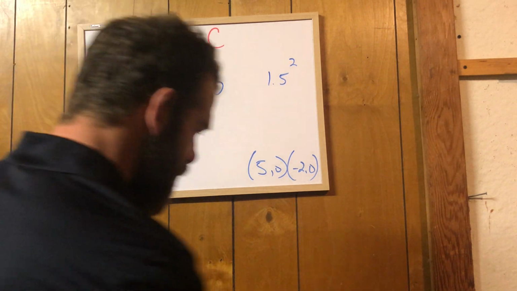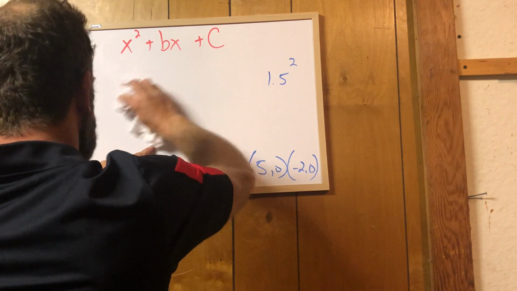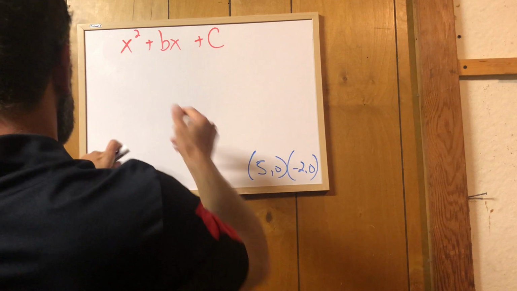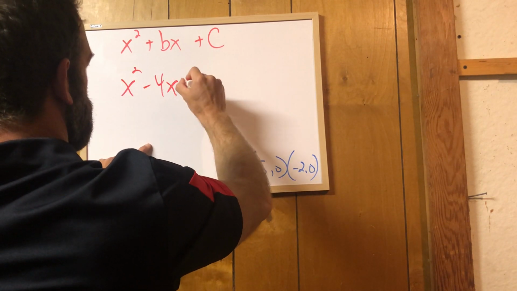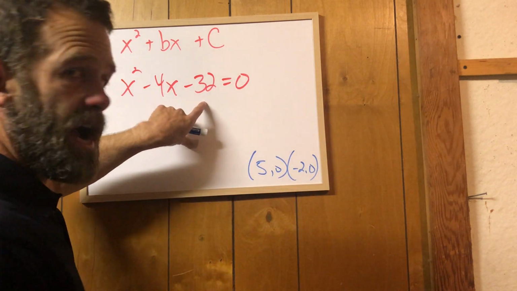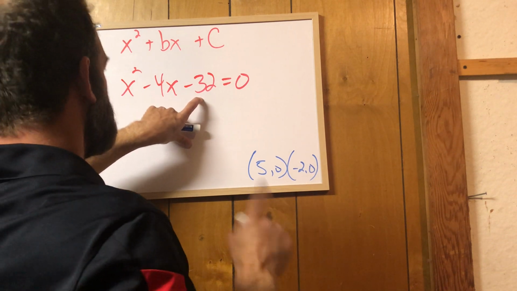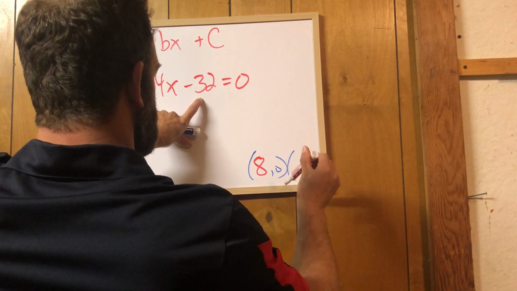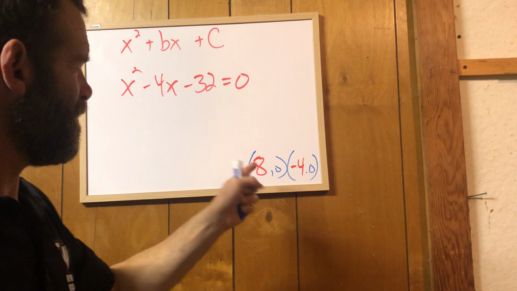You know what? Actually, I'm going to use a simpler one, because I don't want to deal with decimals, since I just made that up. Let's say x squared minus 4x minus 32 equals 0. If I were to solve this, I would factor this, and I would have (x minus 8)(x plus 4), which gives me a positive 8 and a negative 4 as my roots.